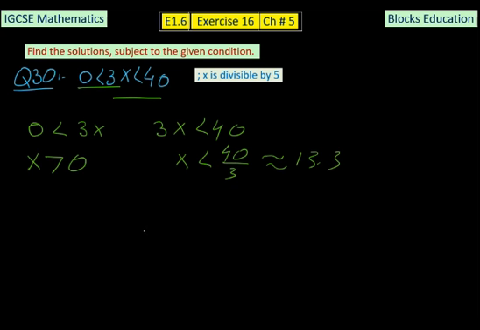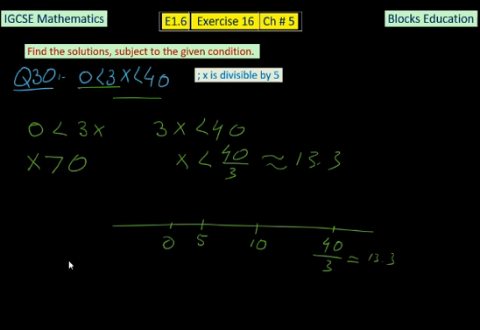So now let's draw it on a number line. 0 is a smaller number, it will be on the left side, and 13.3 or 40 over 3 is a bigger number, which is on the right side. Now we have to find all x's which are divisible by 5. So of course, in between 0 and 13.3, the numbers will be 5 itself, because 5 is divisible by 5, and then 10, and that's it, because this is 13.3, so you cannot cross over this one. So the only solution is x equals 5 and 10.